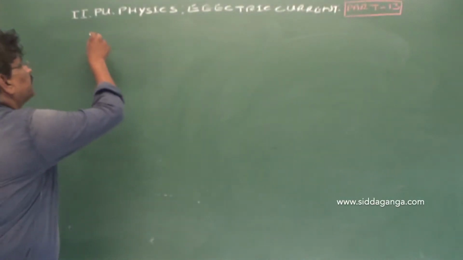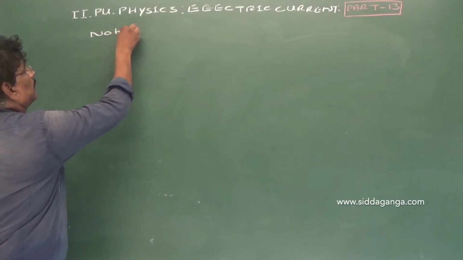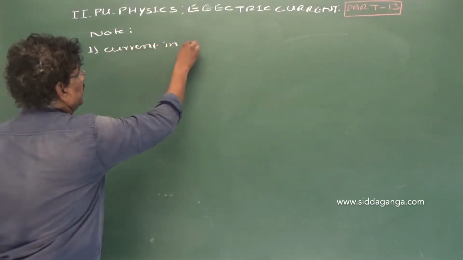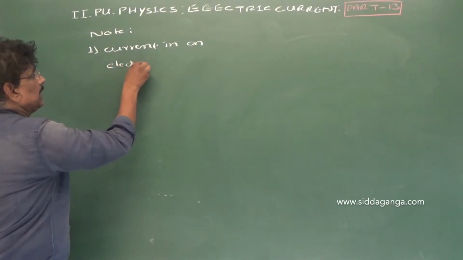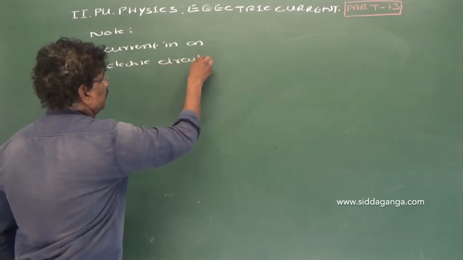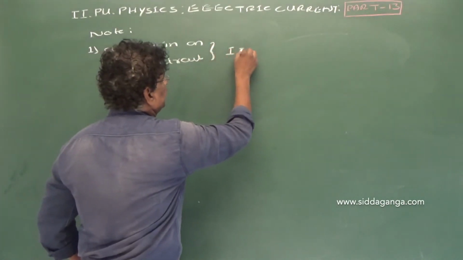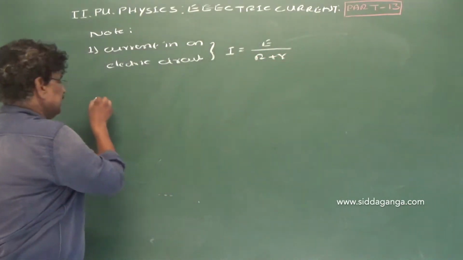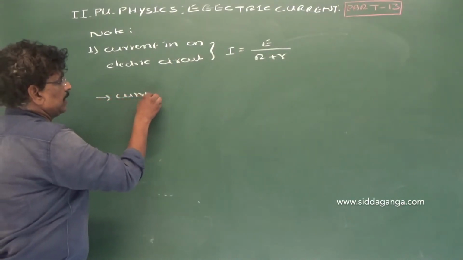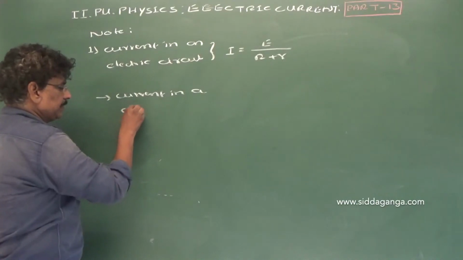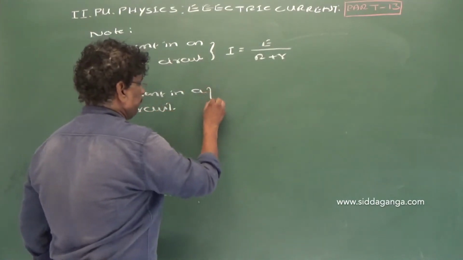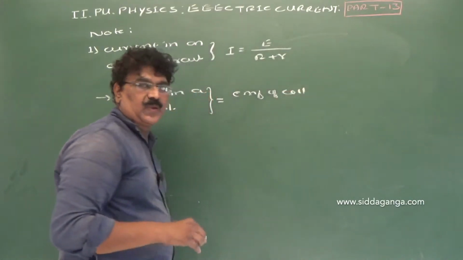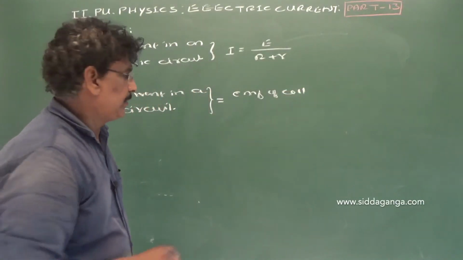Right. Now, note number 1. Current in an electric circuit I is equal to E by R plus R. That is, in general, current in a circuit is equal to EMF of cell or battery instead of cell if you use a battery.